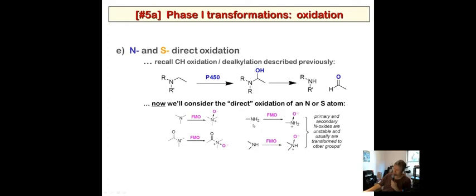This also happens with primary amines and also secondary amines with FMO. Now, they often don't form stabilized products. Primary and secondary N oxides are unstable, and usually something else happens. So while these might stop here, the bottom ones don't. They actually do some other metabolism.